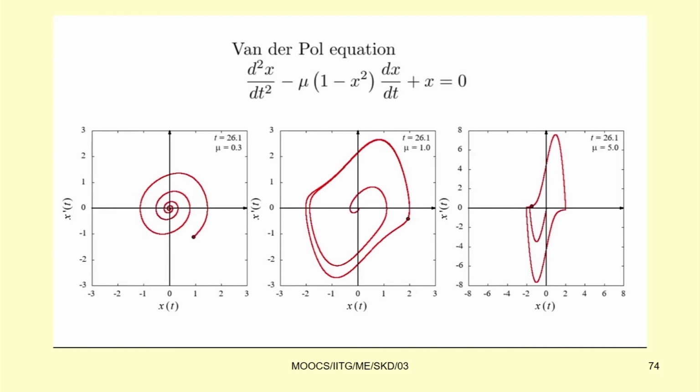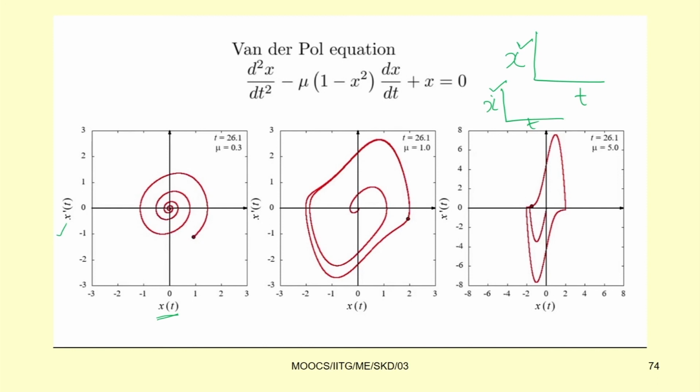So, you can see mu equal to 0.3 at a time t equal to 26.1. If you plot x versus x dot, this is known as the phase portrait or phase plane. In the time response, you are plotting x versus t. You can also plot x dot versus t, and combined, if you plot x versus x dot, that is known as your phase portrait or phase plane plot.